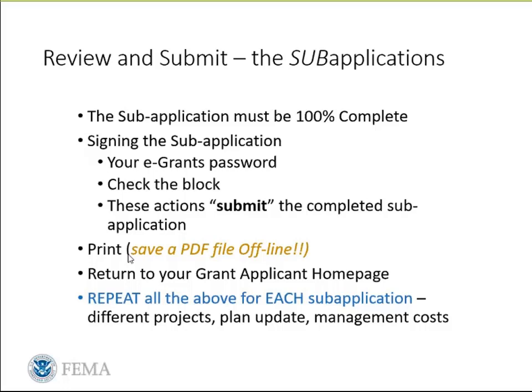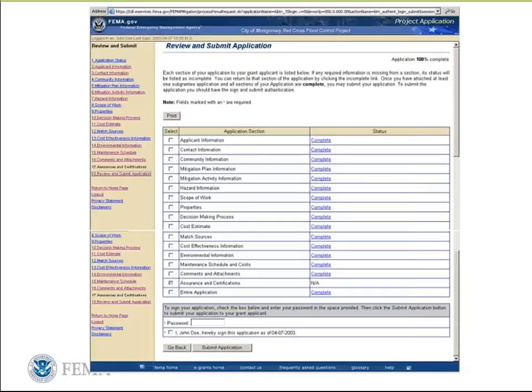So down at the bottom is where you put your password in and you check that you sign the application. In the status column on the right, everything has to say complete or eGrants will not allow it, and then you press the submit radio button on the bottom.